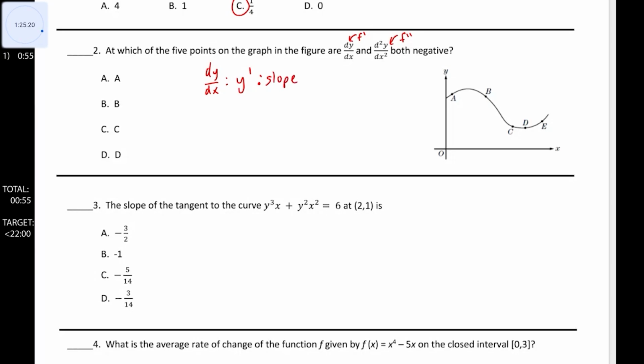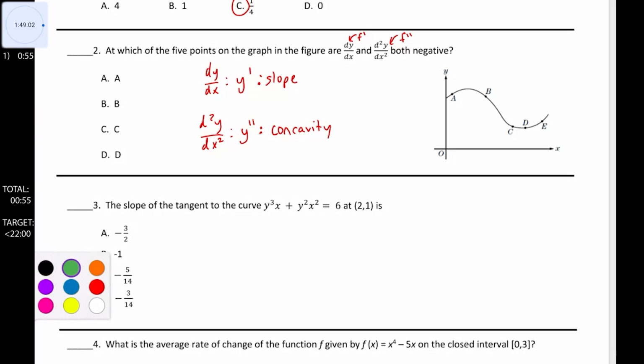So we're going to be looking at whether the slope is positive or negative at each of these points. And when we start talking about the second derivative, whether we write it like this or like this, that's referring to the concavity of the function. So let's go through each one of these points and see if we can determine both the slope and the concavity. Let's first talk about the slope.